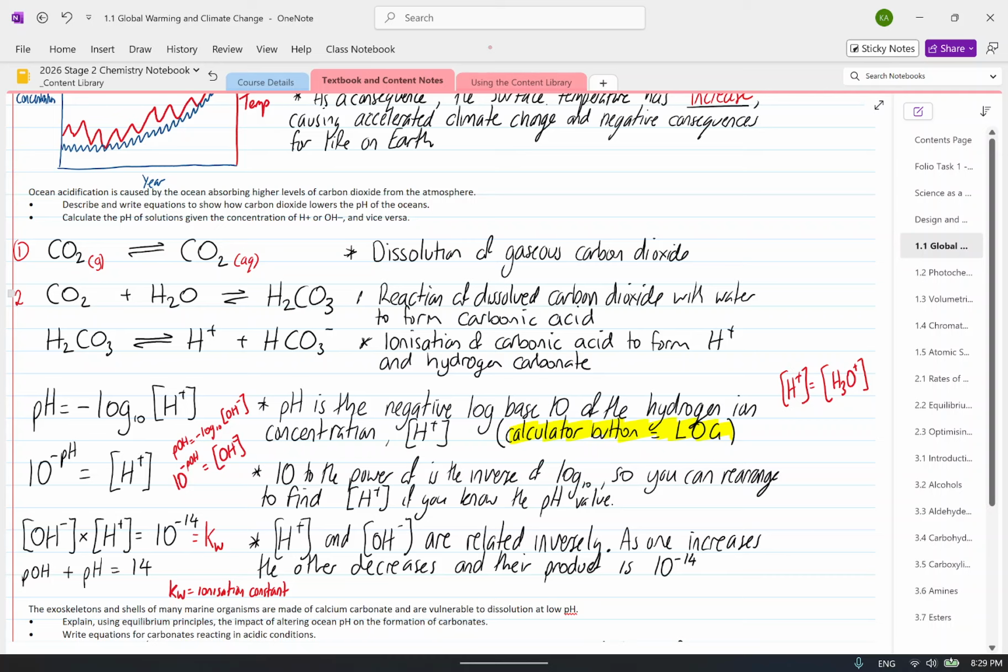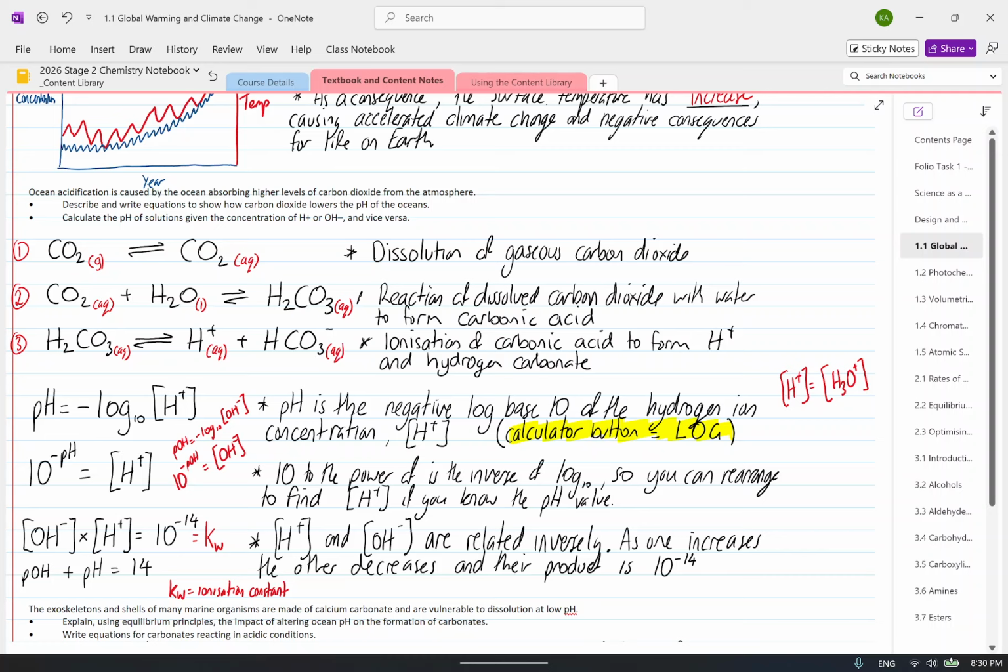Now, once it's dissolved in water and we have aqueous CO2, it can actually react with the liquid water to form aqueous, so dissolved, carbonic acid. Now, as the name suggests, carbonic acid can act as an acid, which in this case means ionizing, so turning into H+, again aqueous, and hydrogen carbonate.